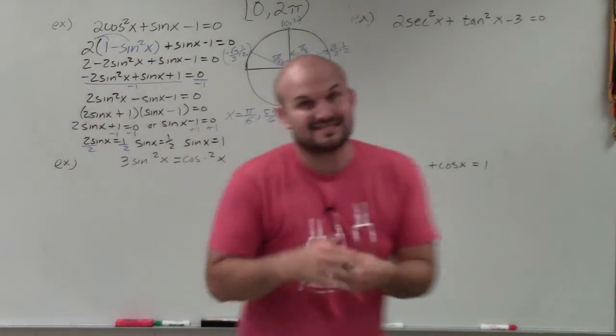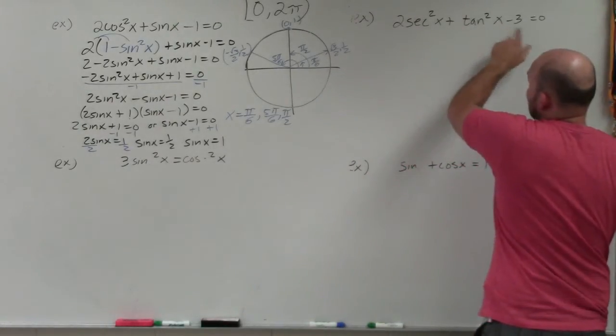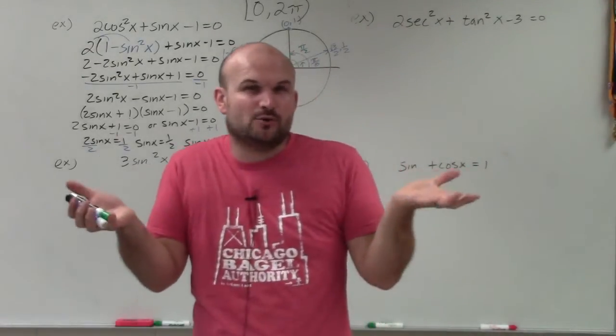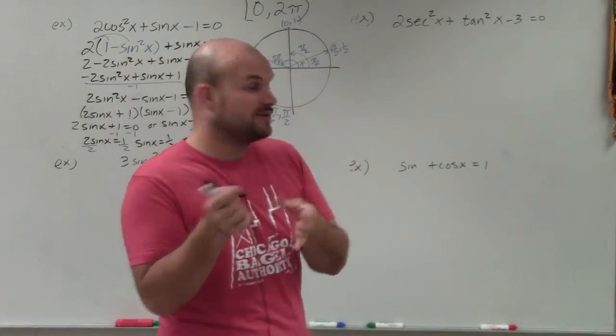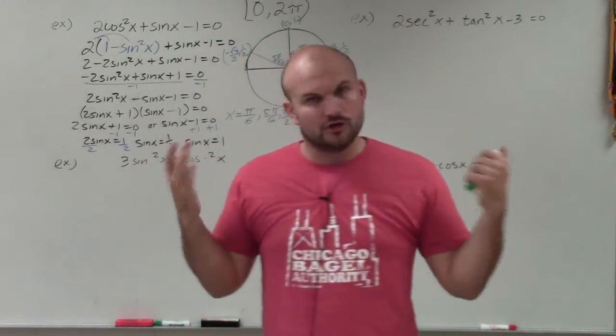So you can see this is a very similar problem. 2 secant squared of x plus tangent squared of x minus 3. But now they're both squared. So which Pythagorean identity do you want to use? Do you want to rewrite secant squared as tangent squared, or do you want to rewrite tangent squared as secant squared? Well, you could do either or.